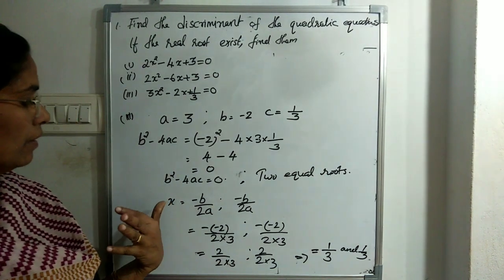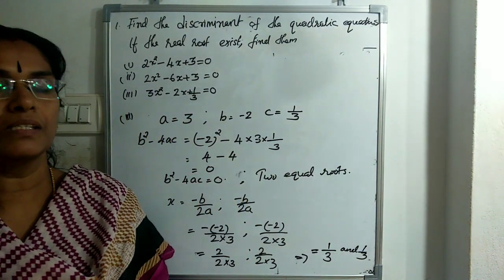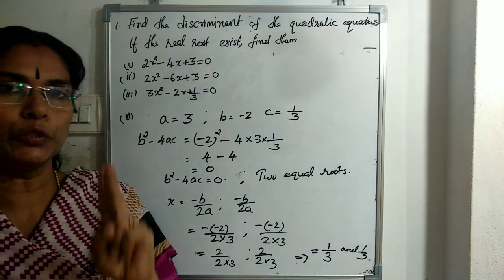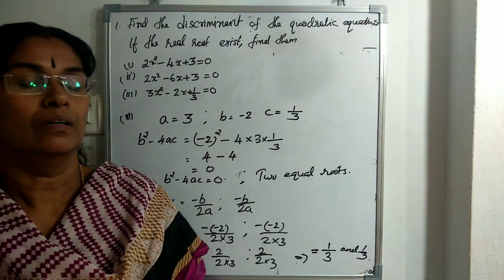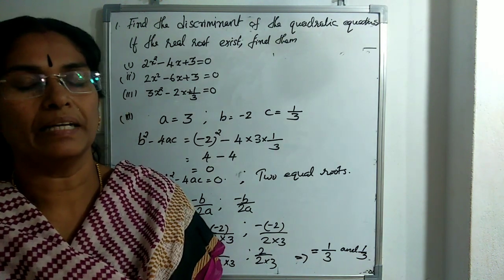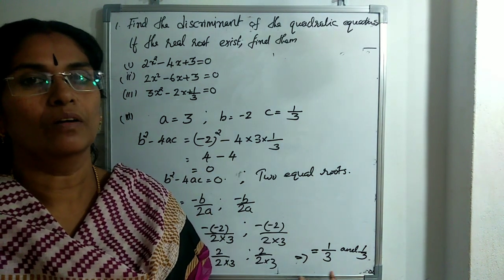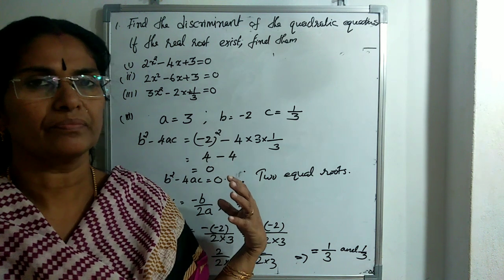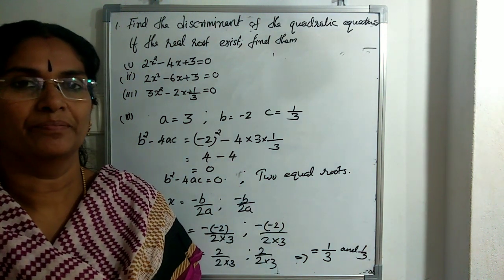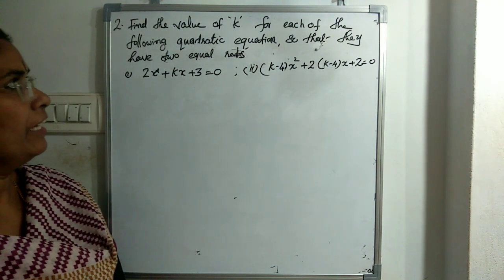But you have to remember, if b square minus 4ac equal to 0, then x is equal to minus b by 2a, and we will get 2 equal roots. If b square minus 4ac is greater than 0, then we apply the quadratic formula. Clear? I think all these 3 questions are very simple. Already we learned in the last class. I want to repeat again. I think it is clear. Okay.